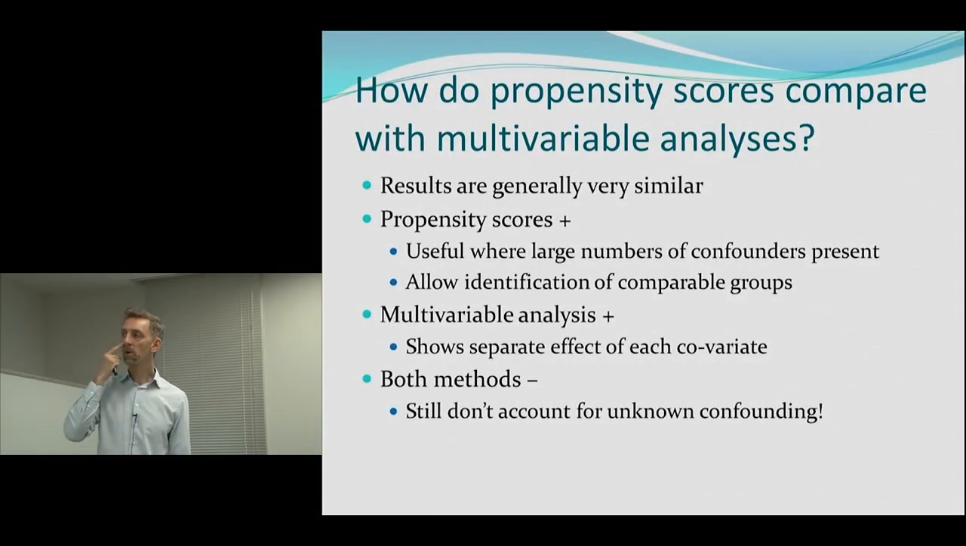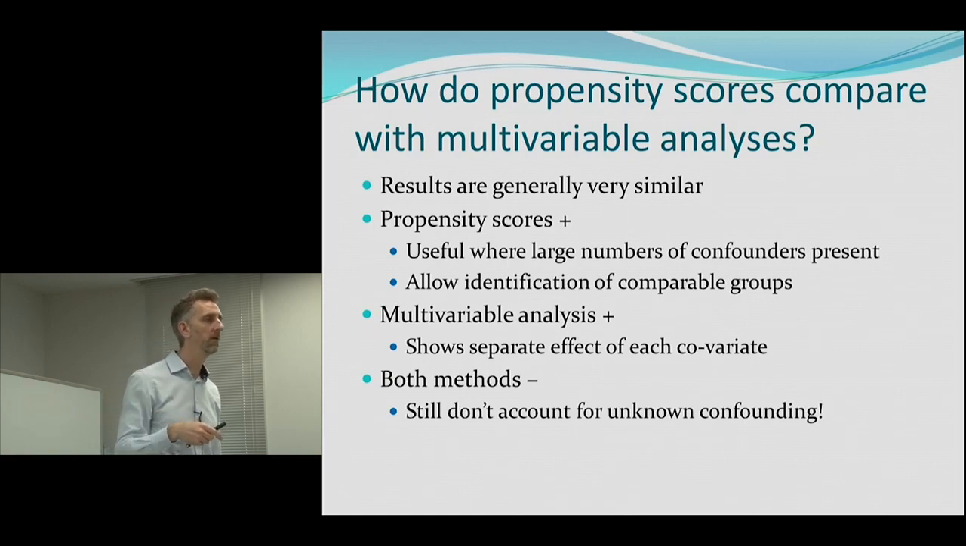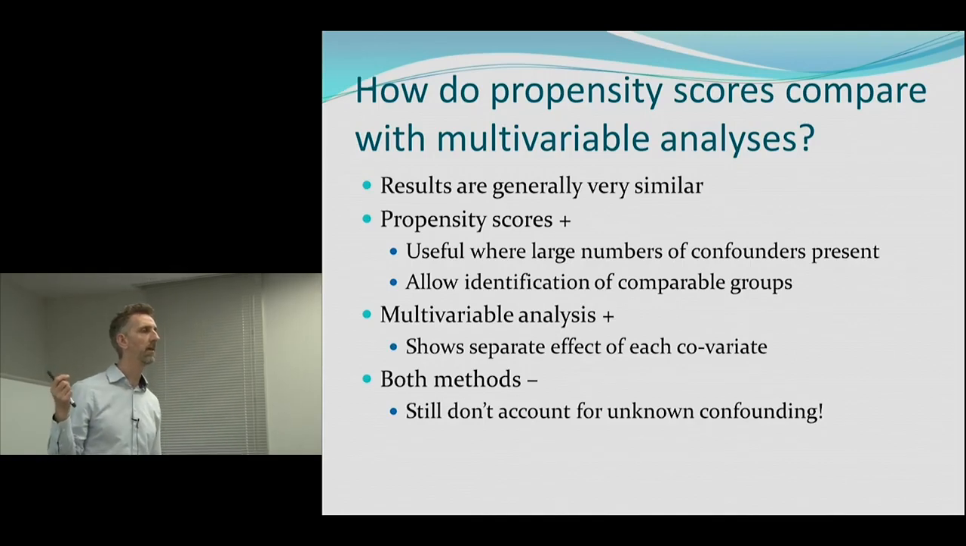Okay, so then moving on to think about how propensity scores compare with multivariable analysis. Are there any questions before we talk about this?